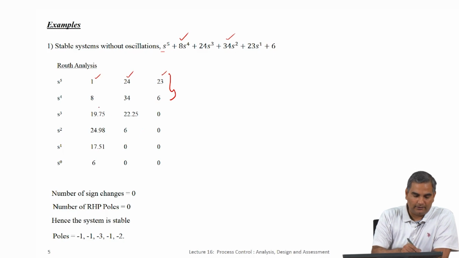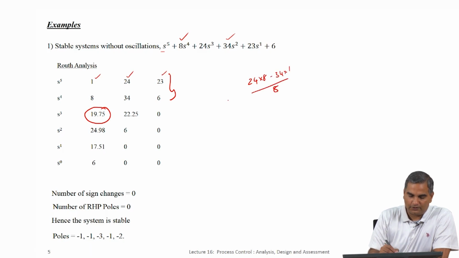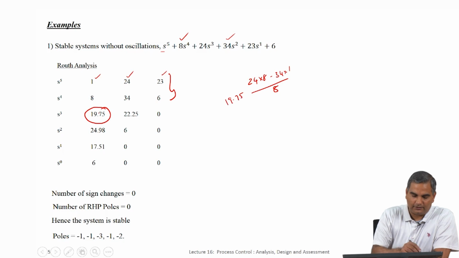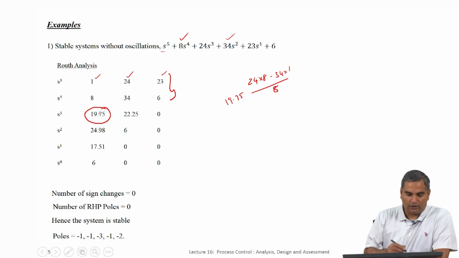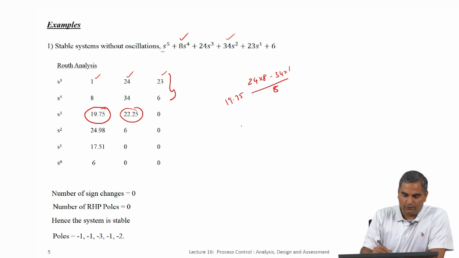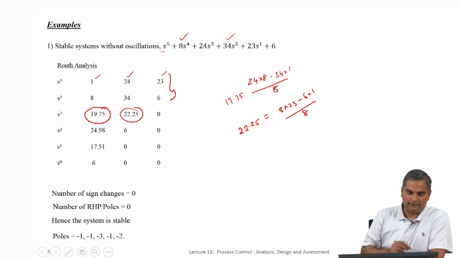Okay. So, how do I get this number? This number I get by 24 times 8 minus 34 times 1, divided by 8. So, if you do this computation, you will get 19.75. So, that is how I have got this number. So, how do we get this number here, 22.25? So, 22.25 I get by 8 times 23 minus 6 times 1, divided by 8. So, I get this number.